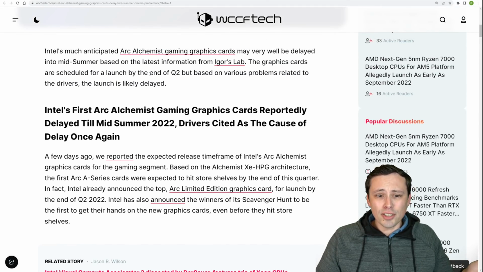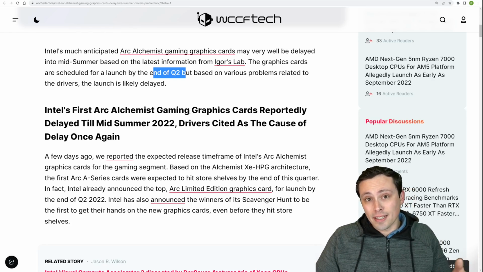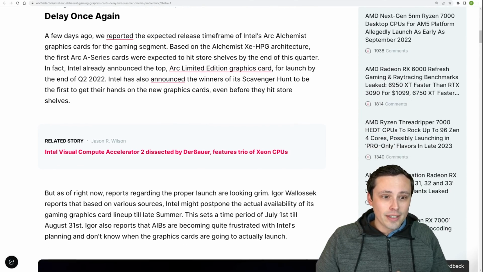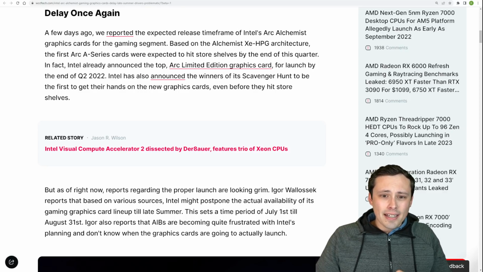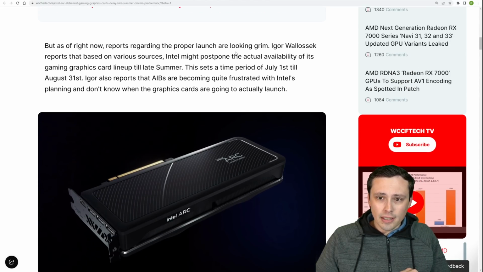I mean, they're already scheduled for the end of quarter two, but they could be delayed into late summer is the update, because we were expecting them by the end of quarter two. But later summer could be more of the reality. And I believe he's claiming that that is due to the drivers. Let me double check here.